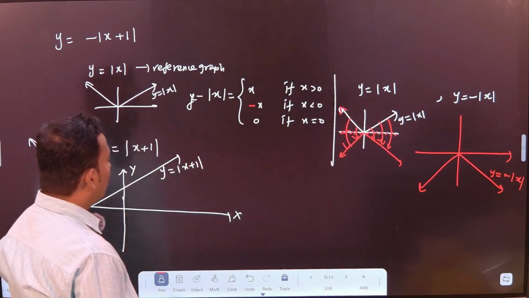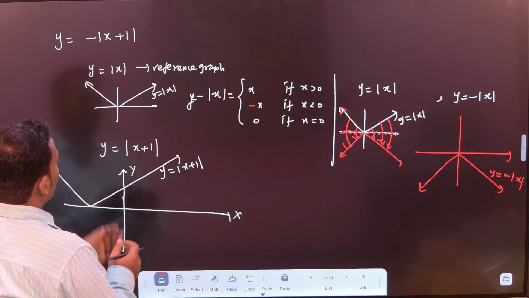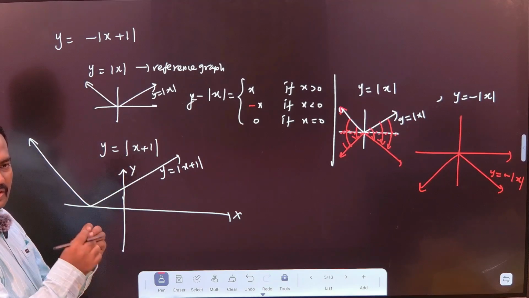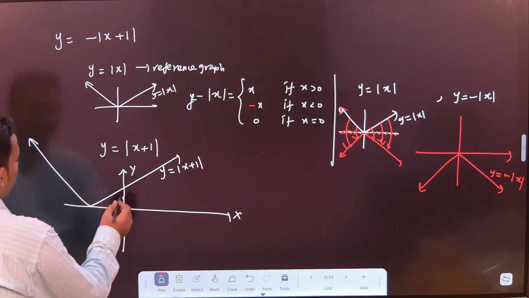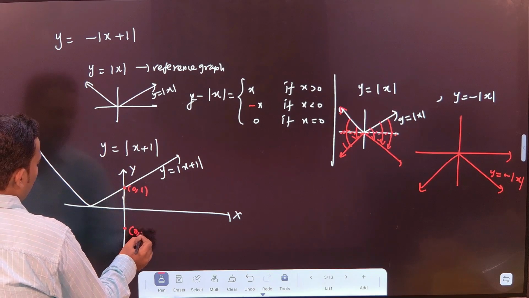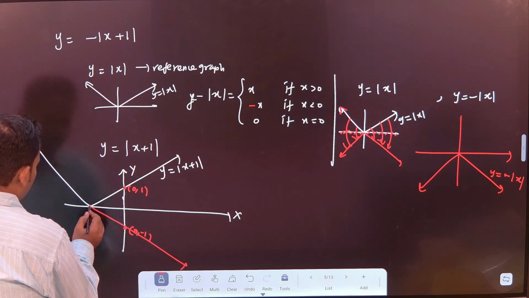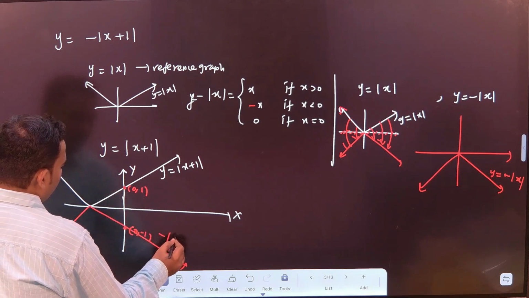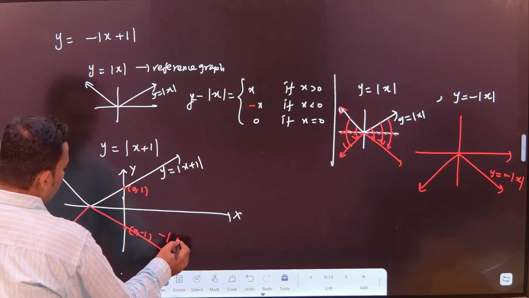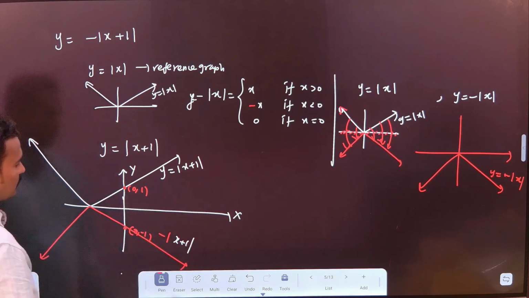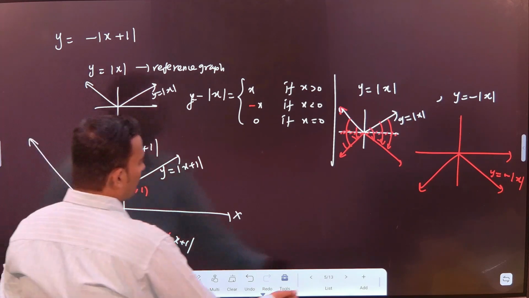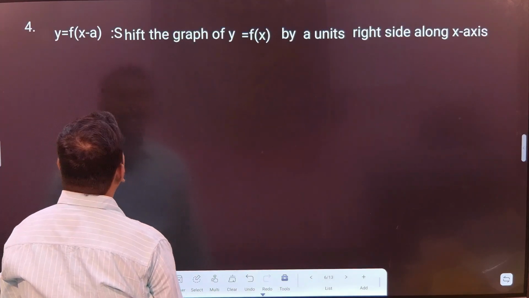Clear? Okay. So now how to do this graph? Mod x plus 1 you draw, right? Then you have to put it downwards. So here will be 0 comma 1. So definitely this will be 0 comma minus 1, the downwards graph. This is minus mod x plus 1, you can see this is your minus mod x plus 1 graph. Clear? Okay.